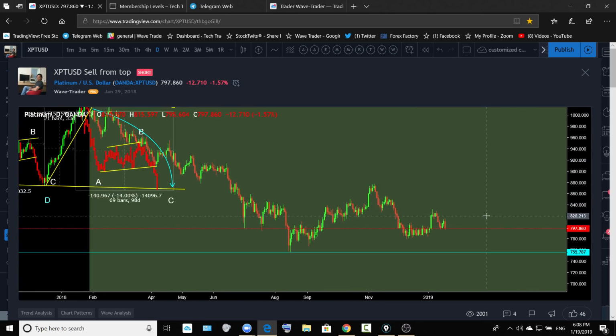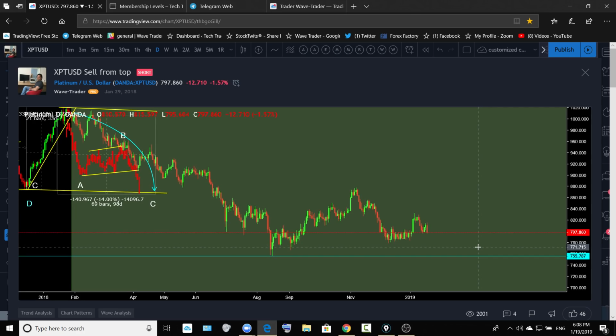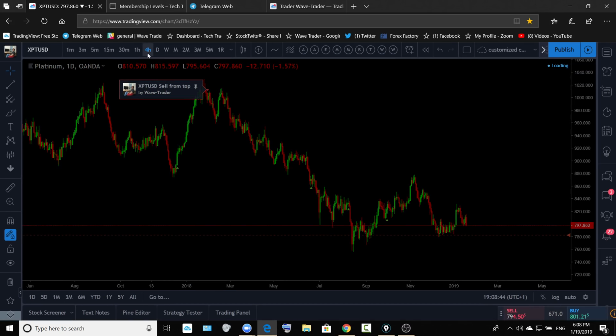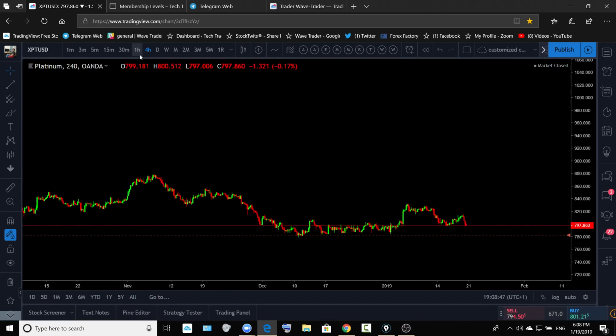By the way, it bounced off from 750, 755. Production cost is almost $900: 900, 950, 1000, 850, the average cash production cost per ounce. So 750, 755 is an ideal place to go for a longer term buy on platinum. Short term it can still push lower the way it is doing. It is still in a bearish trend.